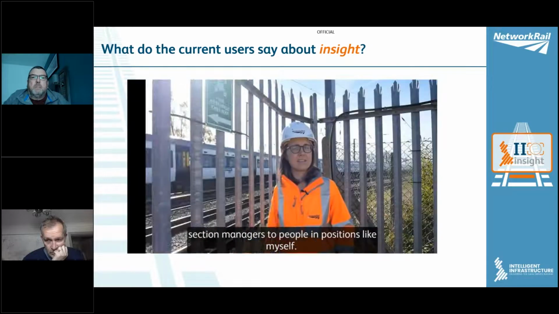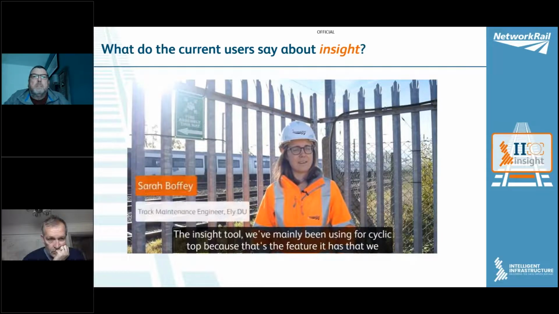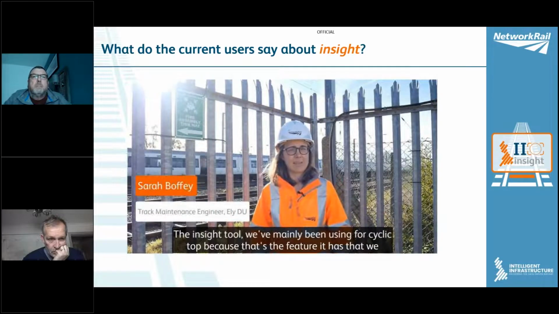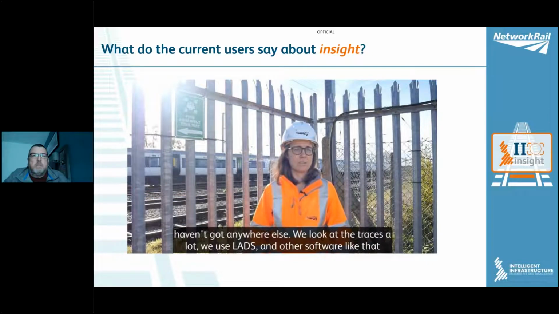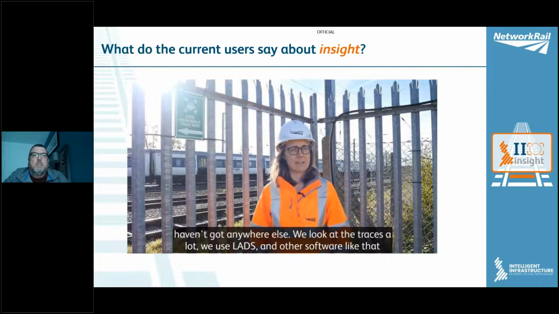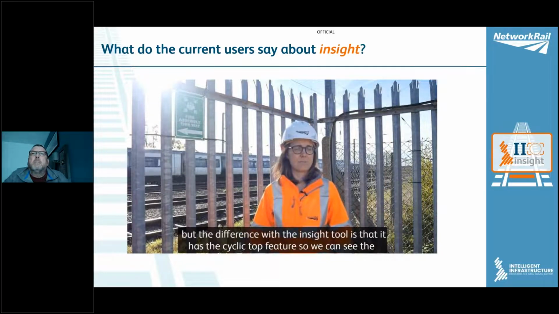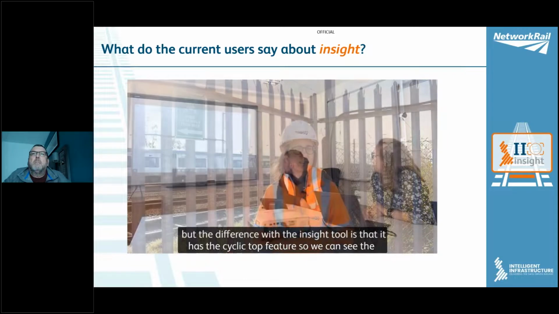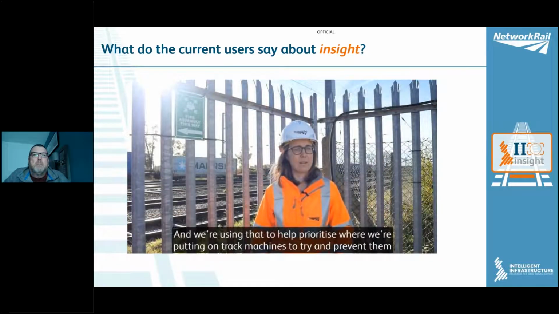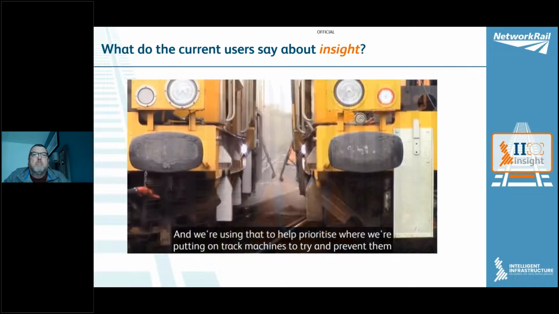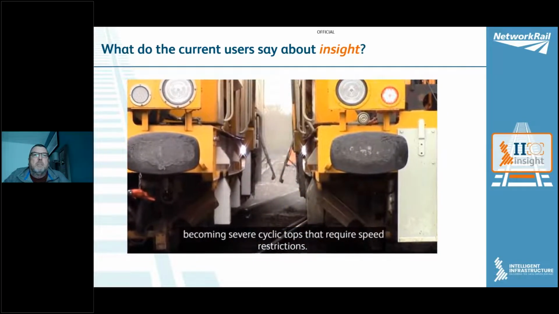The Insight tool we've mainly been using for cyclic top, because that's the feature it has that we haven't got anywhere else. So obviously we look at the tracers a lot, and use LADS and other software like that. But the difference with the Insight tool is it has the cyclic top feature. So we can see the individual peaks of the cyclic top, which is data we've never had vision of before. And we're using that to help prioritize where we're putting OTMs to try and prevent them becoming severe cyclic tops that require speed restrictions.